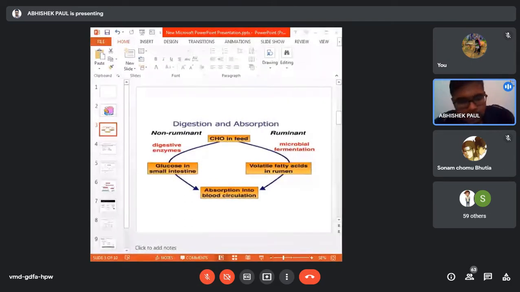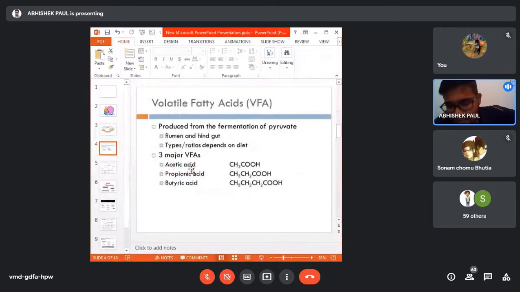So for carbohydrate digestion, in non-ruminants the end product is glucose, and in ruminants it is volatile fatty acid. What are those volatile fatty acids? Acetic acid, propionic acid, and butyric acid are the major volatile fatty acids produced by carbohydrate fermentation in ruminants.